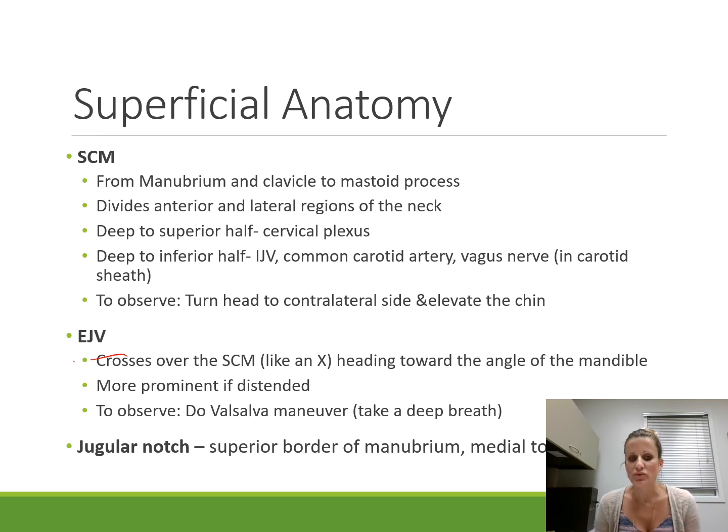The external jugular vein typically should only be seen at the bottom here, right in this area. If it is distended, then you'll visualize it better. If you want to distend it, you can do what's called the Valsalva maneuver. This is where you take a deep breath and you bear down, and you guys can see right there that it distends. The jugular notch, you guys know, is at the very top of the manubrium, just medial to the sternal ends of the clavicles.